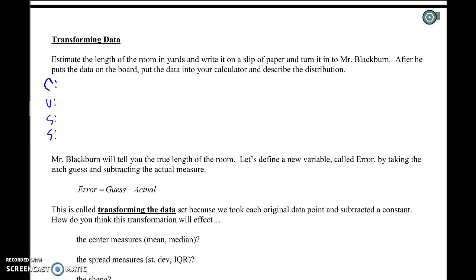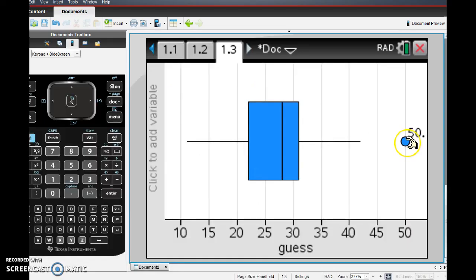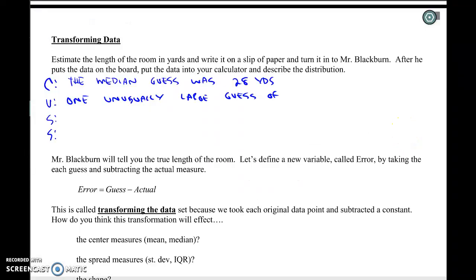So, excuse me, center. The median guess was 28 yards. There was one unusually large guess of, what was that outlier? 50 yards? Come on, my room's not 50 yards.